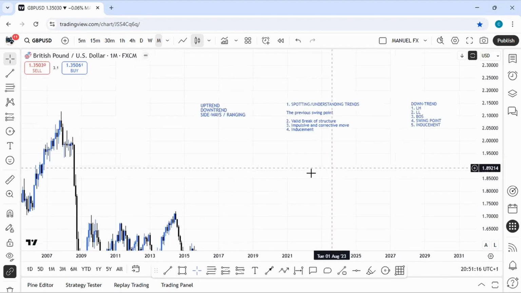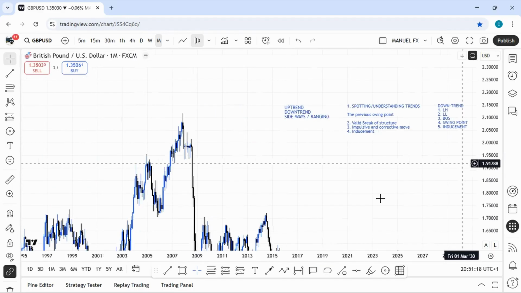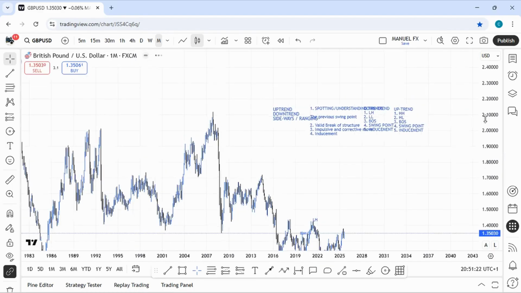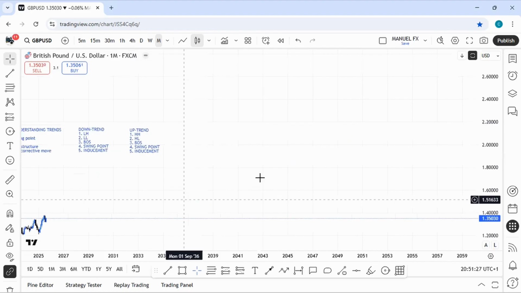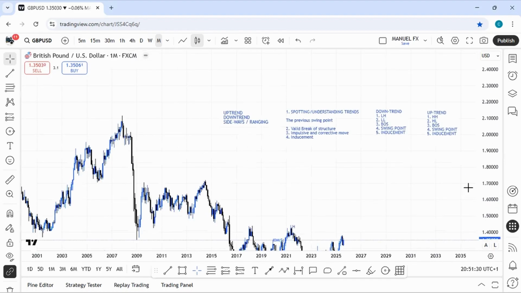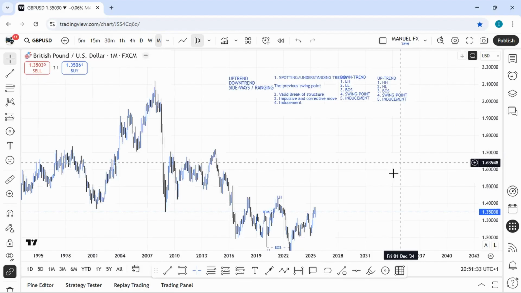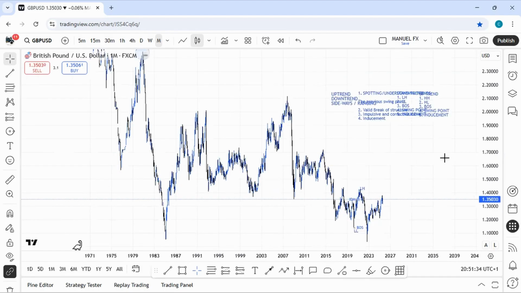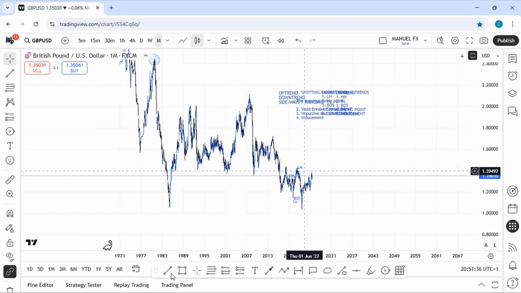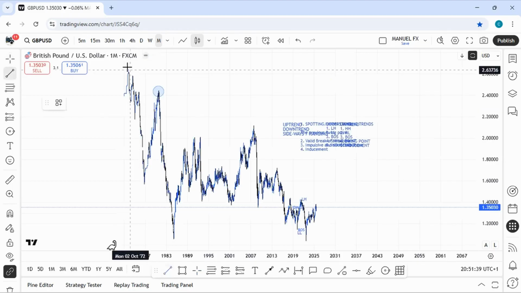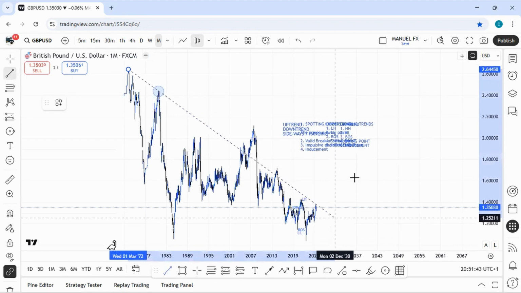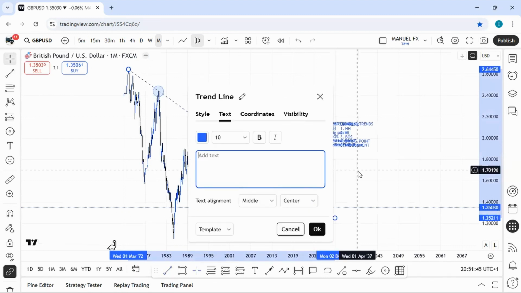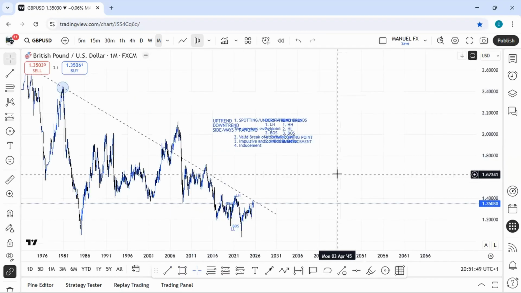Like I said, uptrend, downtrend, sideways market. If market is doing a series of lower highs and lower lows, market is on a downtrend. If market is doing a series of higher highs and higher lows, market is on an uptrend. On the monthly time frame, you can see that price is on a downtrend. It means on the monthly time frame, price is selling.